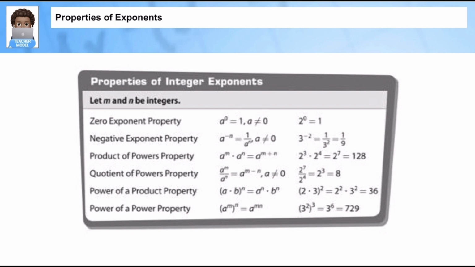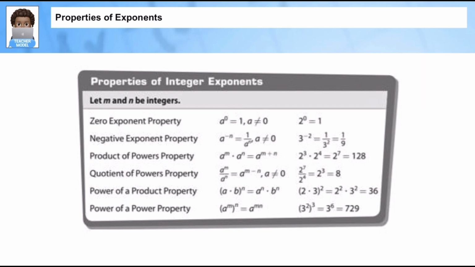These are the different properties we're going to look at. There's 6 of them here. We have the zero exponent property. In other words, if I have any number to the 0 power, it is just equal to 1. And I have a great video on our Math Mini Lessons YouTube page that explains why that is. So anything to the 0 power, even if I had 58 to the 0 power, it's always going to be equal to 1.